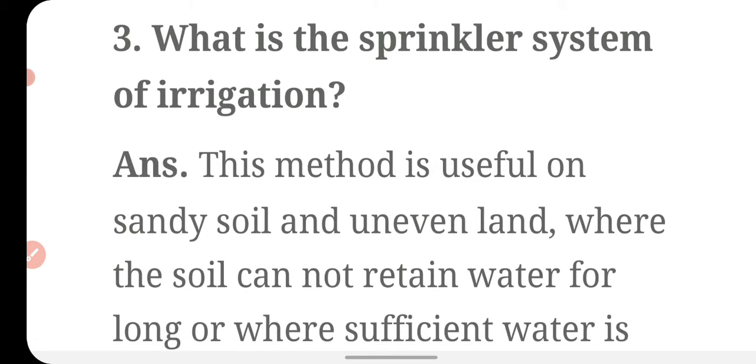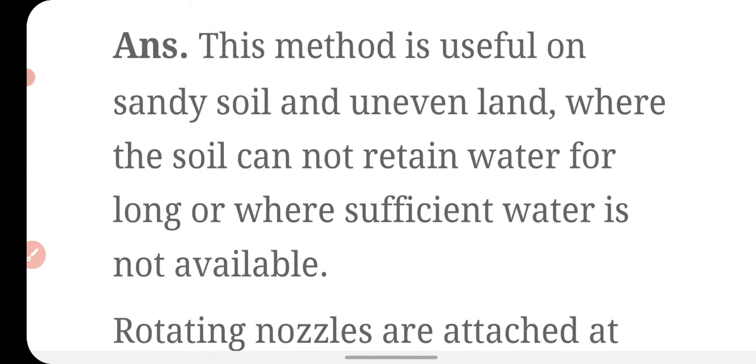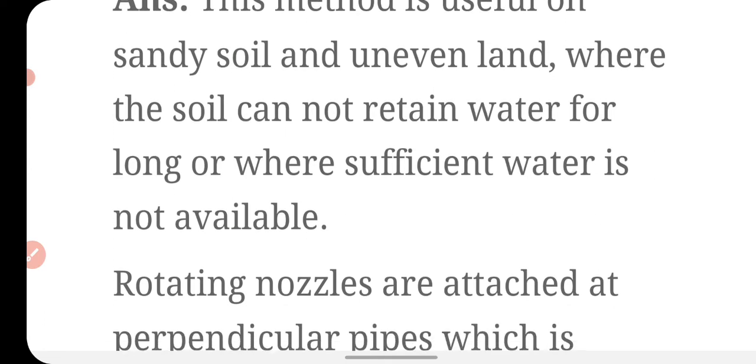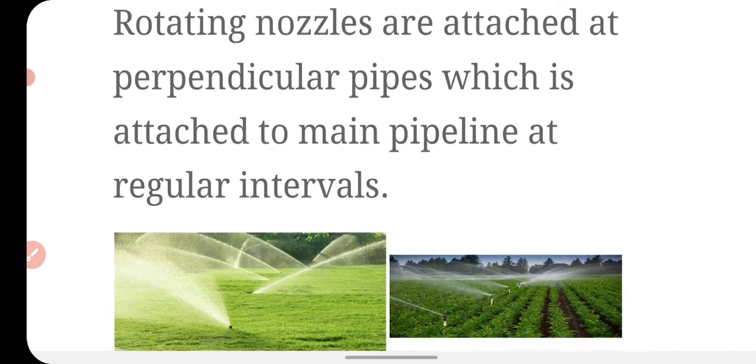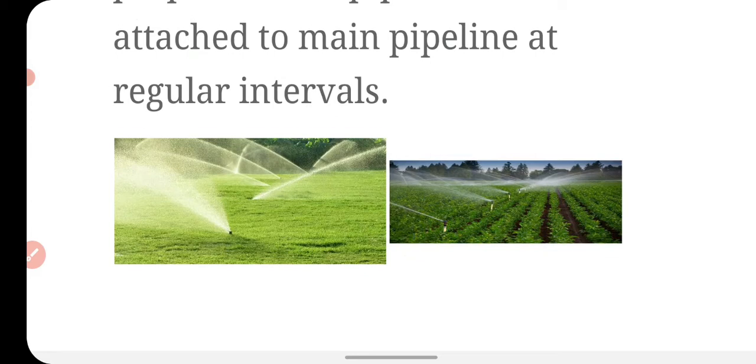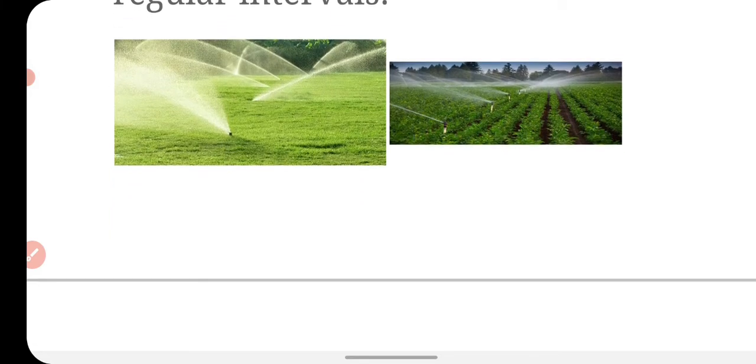Now the third question is, what is the sprinkler system of irrigation? The answer is, this method is useful on sandy soil and uneven land where the soil cannot retain water for long or where sufficient water is not available. Rotating nozzles are attached to perpendicular pipes which are attached to the main pipeline at regular intervals. Here in this picture you can see there is a pipe, and at the end of the pipe there is a nozzle out of which the water is being sprayed.